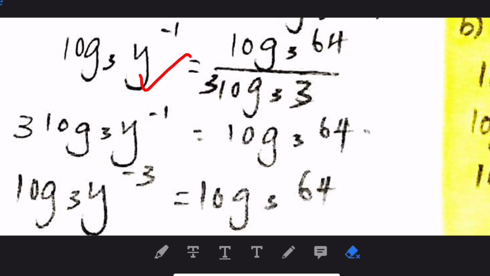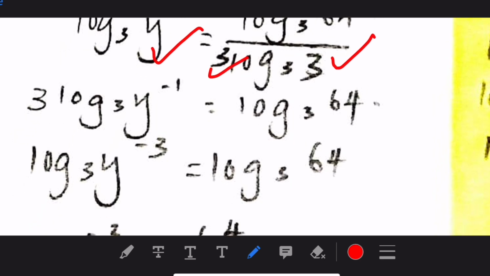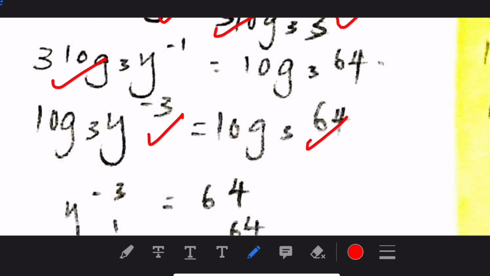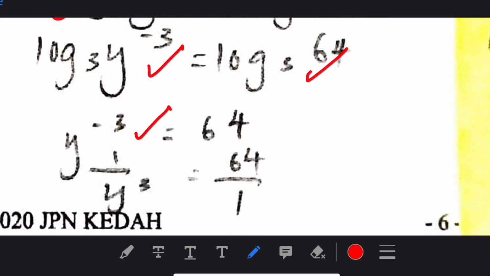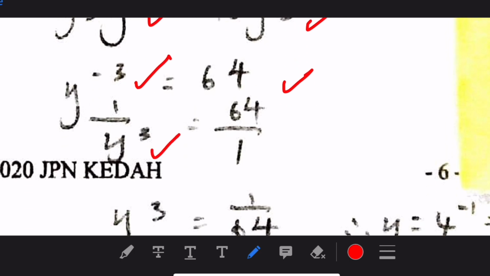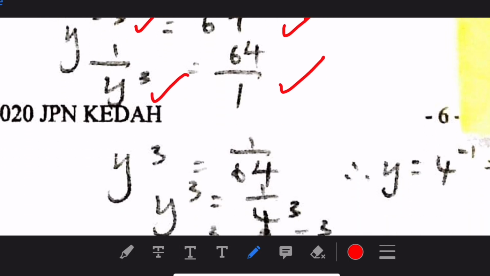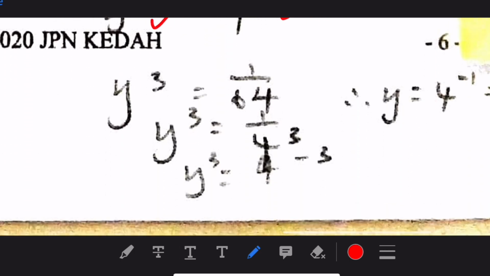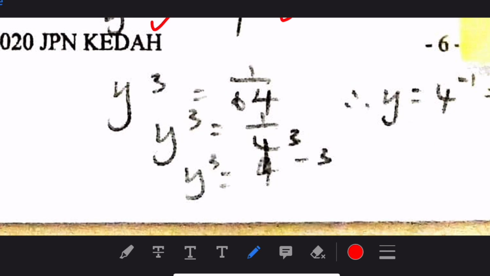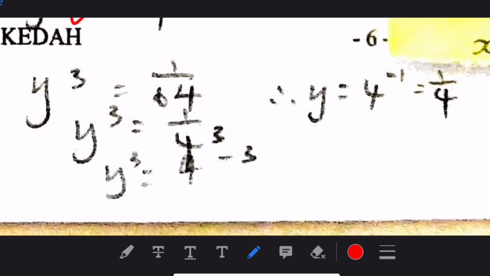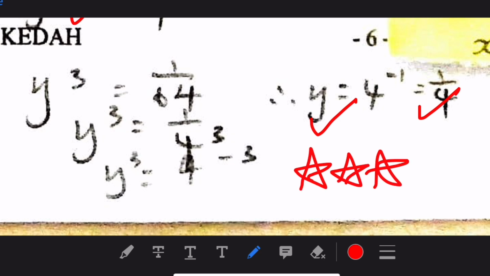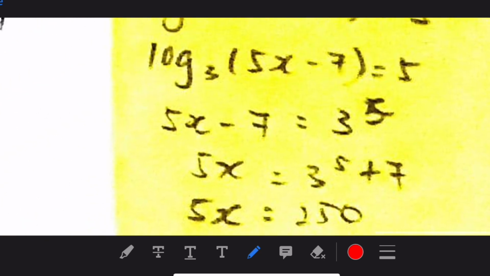Yeah, nothing wrong about the 3, because the 3 she brings over to the front. Okay, and then she times the 3 to the left side, and she makes the power raised as a power, and makes the base the same, and she will equate the two equations. So she will have y^3 equal to 1 over 64, and finally her answer is y equal to 4 to the power of negative 1, which is equal to 1 over 4.